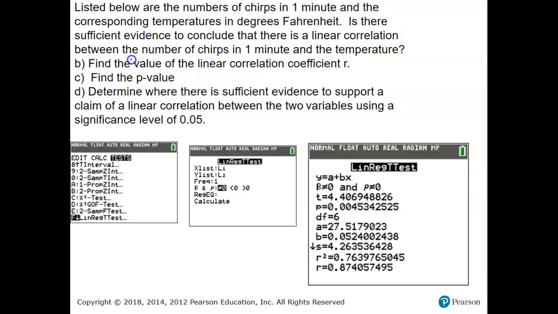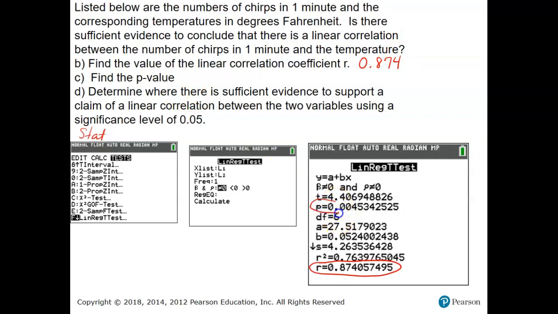The next one, we want to find the value of the linear correlation coefficient R. We're going to do that by going to our LinReg t-test menu. So we're going to go to Stat, and then go over to Test, go down to letter F, set it up with L1, L2, and the does not equal, and then press Calculate, and it brings up our screen here. Our R is all the way down at the bottom. So this is our R value, and that's going to be our answer to B. So we'll do 0.874.